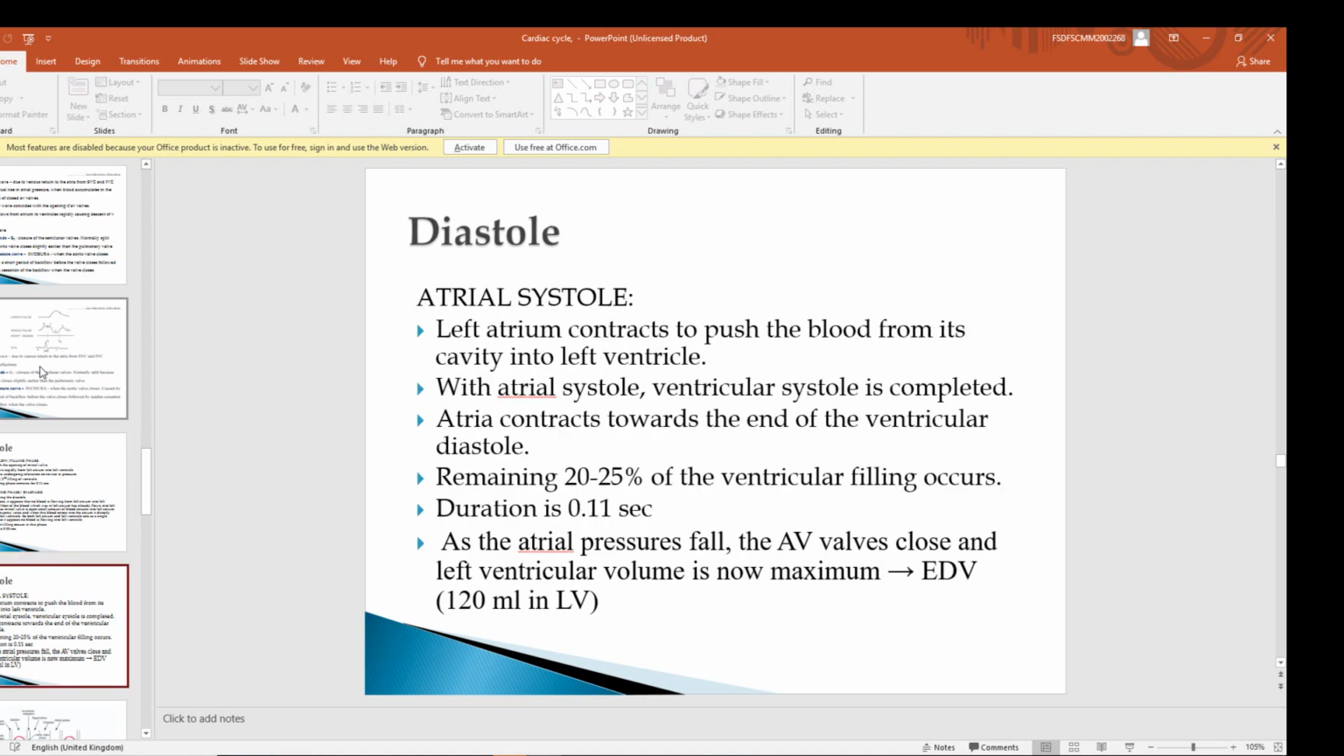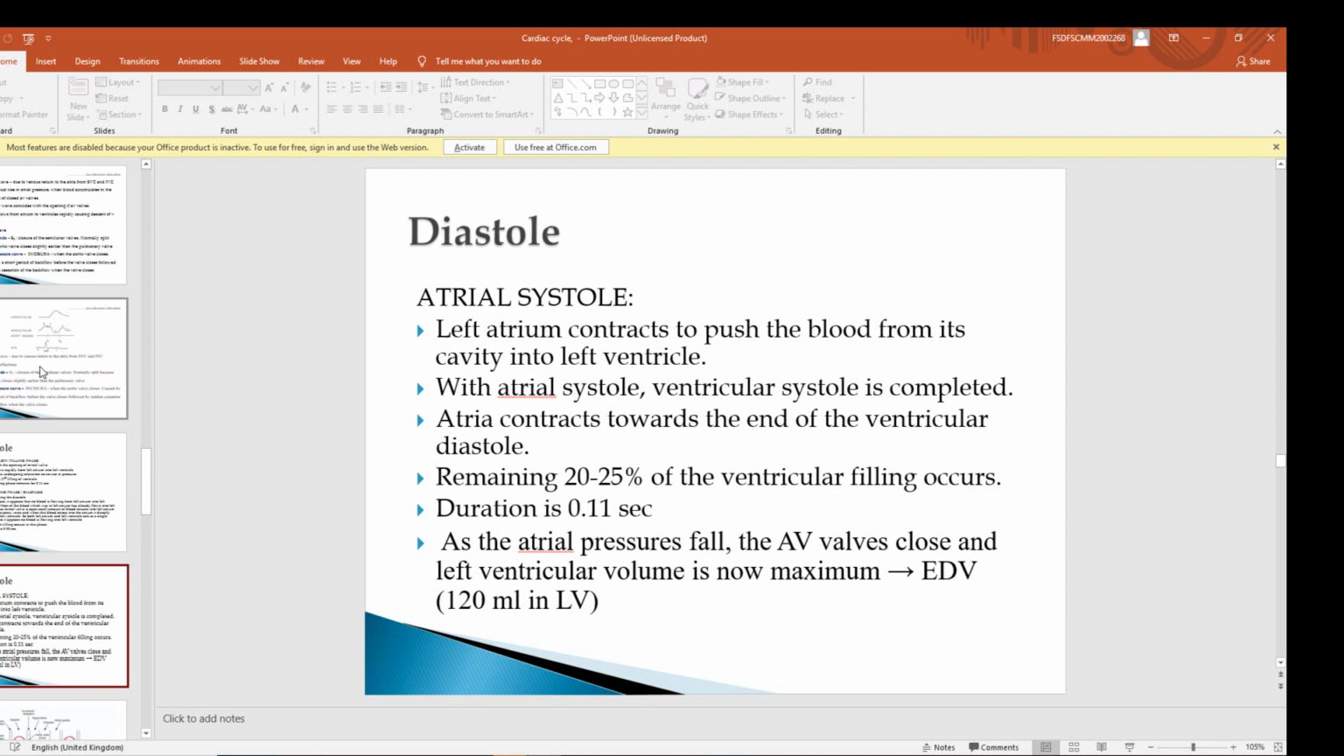Then atrial systole: the left atrium contracts to push the blood from its cavity into the left ventricle. When atrial systole is completed, ventricular systole begins. The atria contract towards the end of ventricular diastole. The remaining 20 to 25% of ventricular filling occurs because of the atrial systole, and the duration is 0.11 seconds. As the atrial pressure falls, the atrioventricular valves close and the left ventricular volume is now maximum.